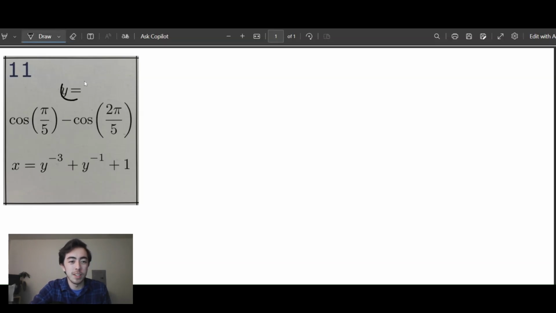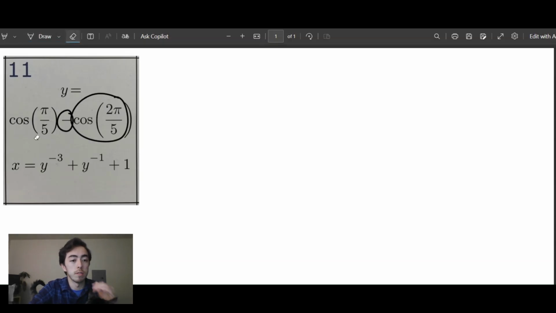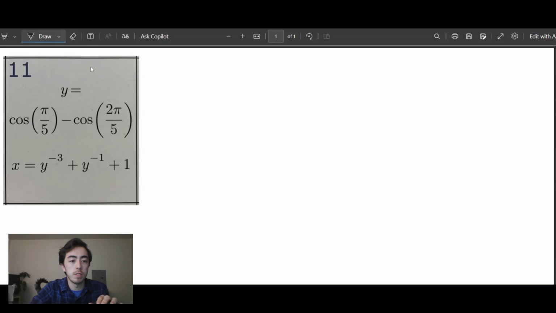So y is equal to the cosine of pi over 5 minus cosine of 2 pi over 5. And once we find this value for y, once we raise it to some exponents and then add these all together, we should get 11, which is today's date. So I can already tell that this number right here needs to be 10 because, well, plus 1 is 11.